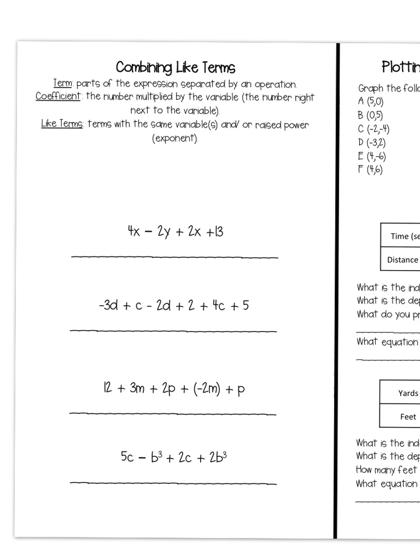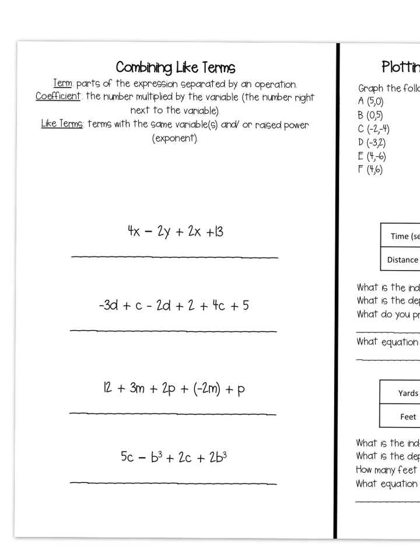Okay, boys and girls, so now we are going to do the combining like terms portion. It's on the second page. Open it up, down at the bottom. Terms: part of the expression separated by an operation. We know that. Coefficient: the number multiplied by the variable. It's the number right next to the variable, okay?